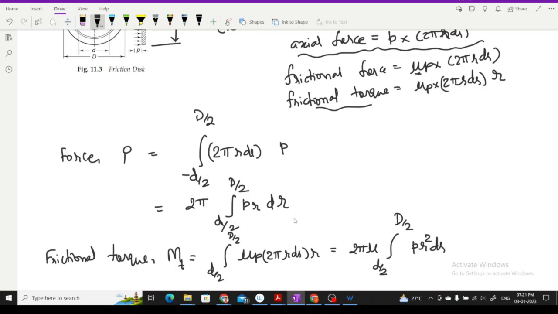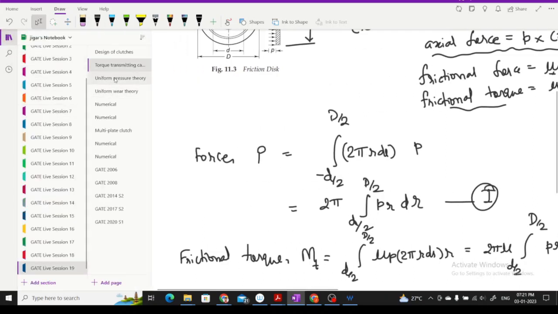So this is the total frictional torque and total axial force, right? This equation will be right. So we will use this equation now for further calculation of this axial force and this frictional torque in different conditions, right? Because you will be able to calculate this by considering two different theories, as mentioned here: uniform pressure theory and uniform wear theory.